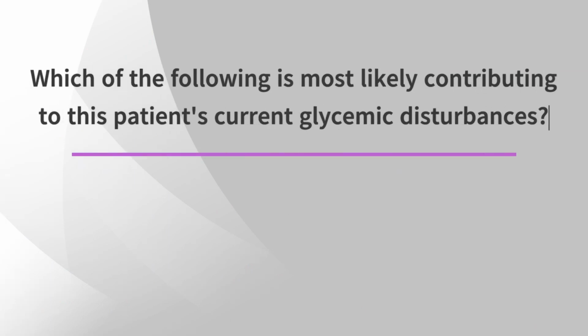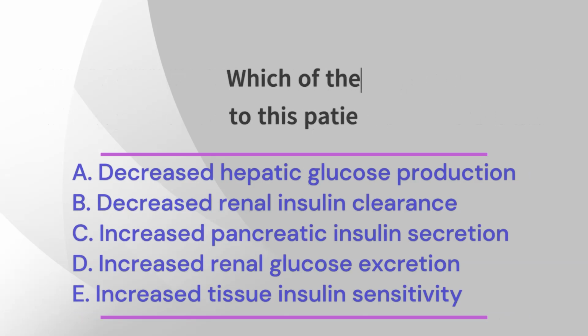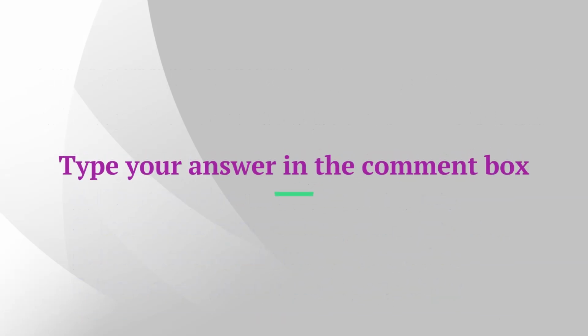Your options are: A. Decreased hepatic glucose production. B. Decreased renal insulin clearance. C. Increased pancreatic insulin secretion. D. Increased renal glucose excretion. E. Increased tissue insulin sensitivity. You have 15 seconds to type your answer in the comment box.